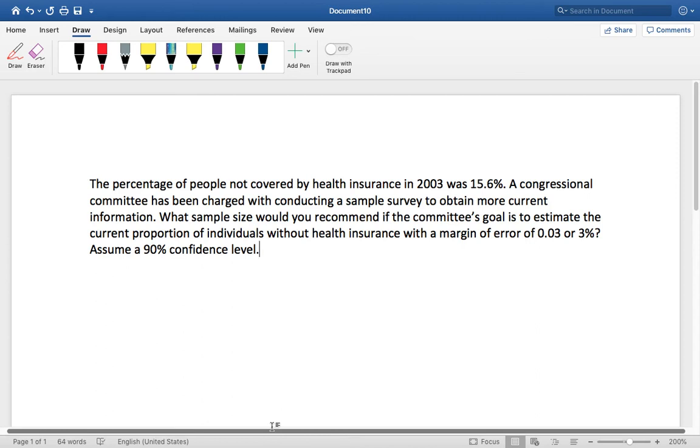This example reads, the percentage of people not covered by health insurance in 2003 was 15.6%. A congressional committee has been charged with conducting a sample survey to obtain more current information. What sample size would you recommend if the committee's goal is to estimate the current proportion of individuals without health insurance with a margin of error of 0.03 or 3%? Assume a 90% confidence level.